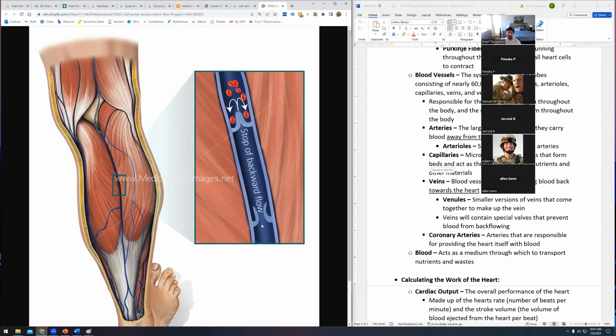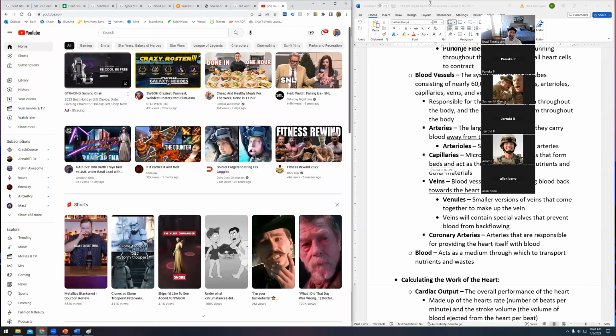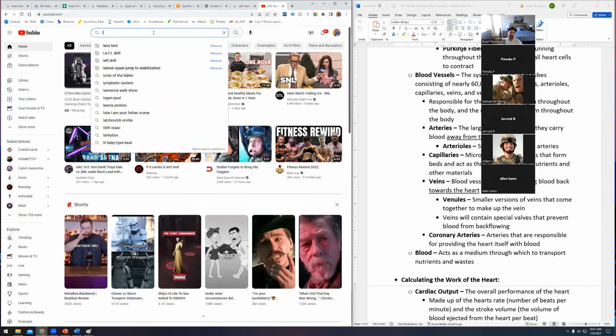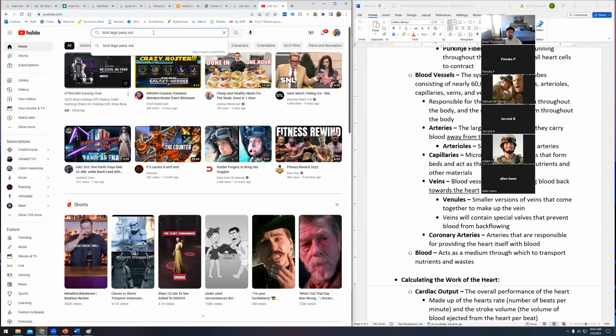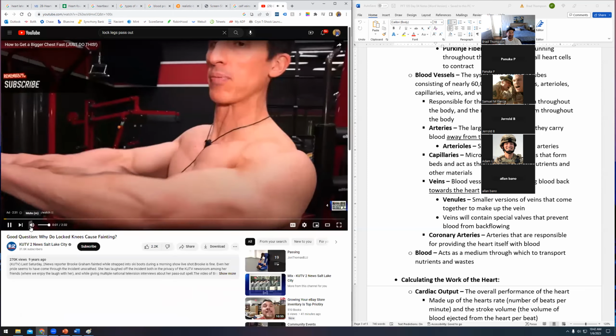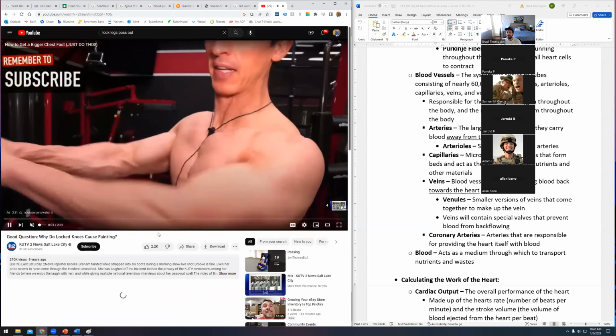This, all of my vets who are in the room right now, is exactly the reason they tell you not to lock your knees when you are standing at attention. Because if you lock your legs while you are standing at attention, what happens? You pass out. Yeah, exactly. Here we go. Right? Whoop, there he goes. So we do not want to lock.